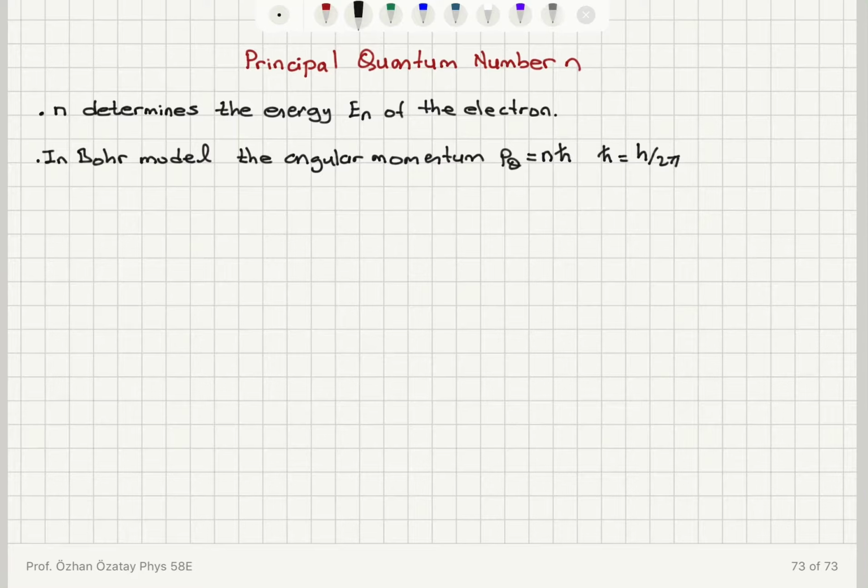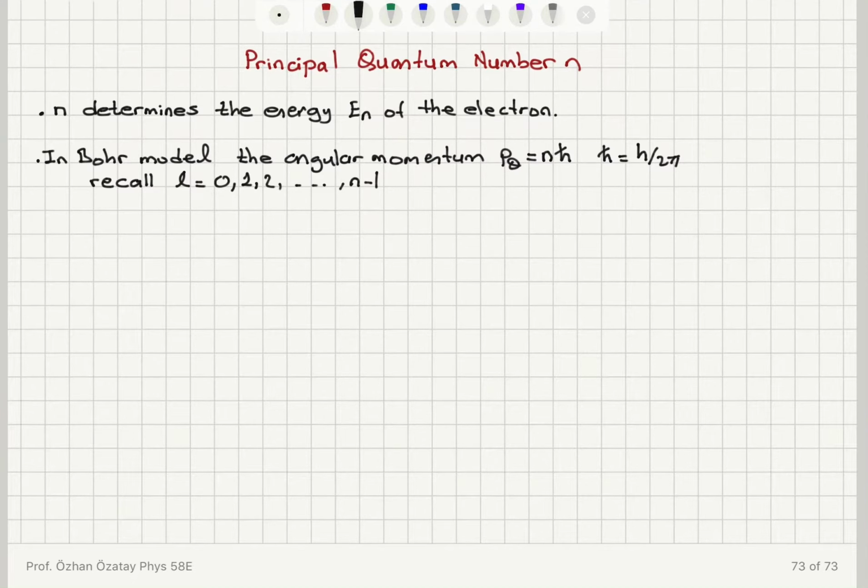But later on it was found that for a given energy there are several different angular momenta possible. So if you recall, the values that L can take are 0, 1, 2 up to n minus 1. So actually several angular momenta are possible for a given value of n. So this is not quite right.